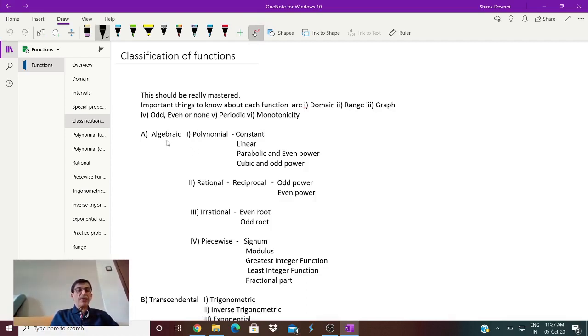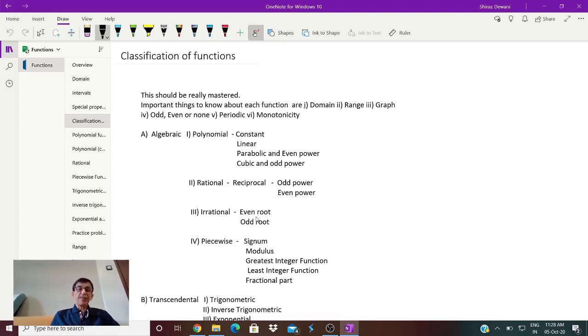So we discussed the different types of functions. First is the algebraic function. First we'll enumerate them and then we'll go into the details of each of them. First is a polynomial function. This consists of a constant function, a linear function, a parabolic or an even power, and cubic or odd power. Then we talk of rational functions. These are usually reciprocals, and the reciprocal could be of an odd power or an even power.